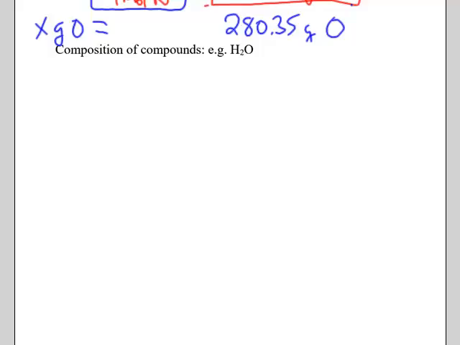Now we want to look at a related topic, which is the composition or the analysis of compounds. For example, water, H2O. We could use the periodic table to come up with the molar mass. We would find the value for hydrogen, multiply by 2, the value for oxygen, multiply by 1, and we're going to get an answer of 18.02 grams per mole.